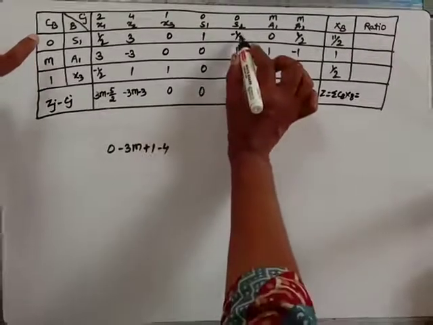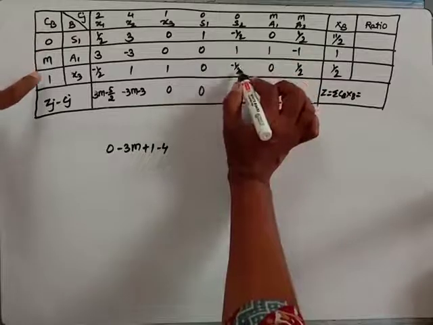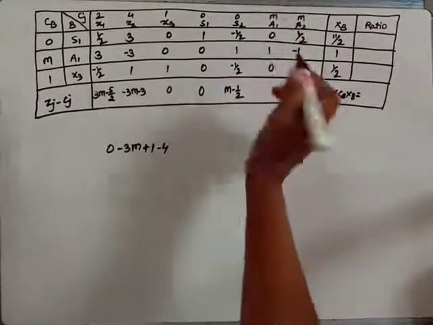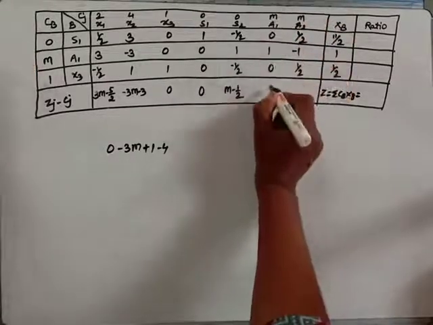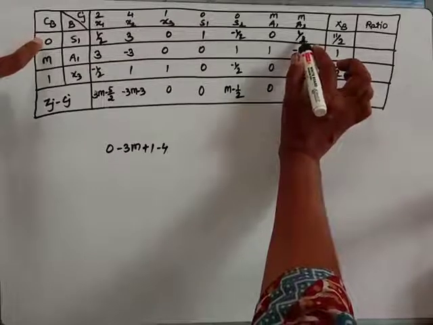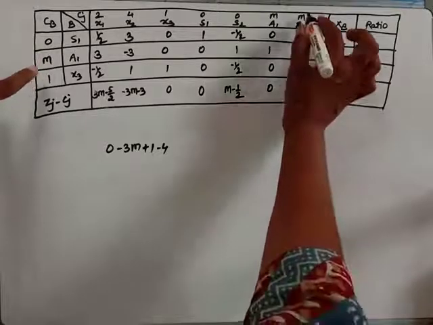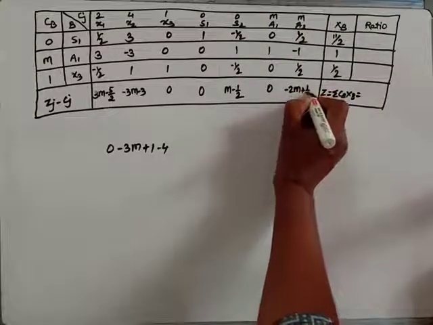So 0. Here it is 0, m minus half. So I get m minus half. Minus 0 is there. So 0. This is m. 0. M minus m. So it will become 0. This is 0 minus m plus half and minus m. So minus 2m plus half.